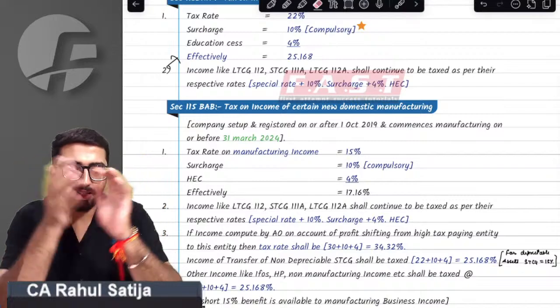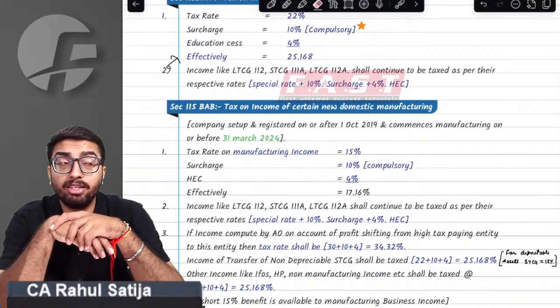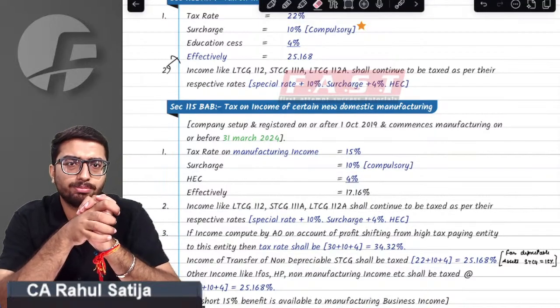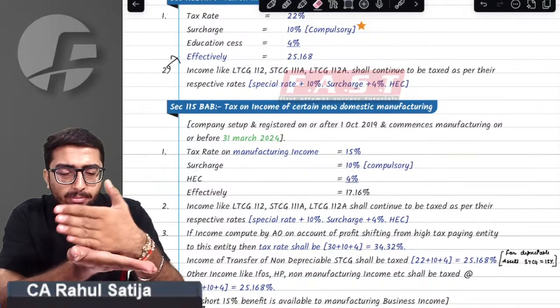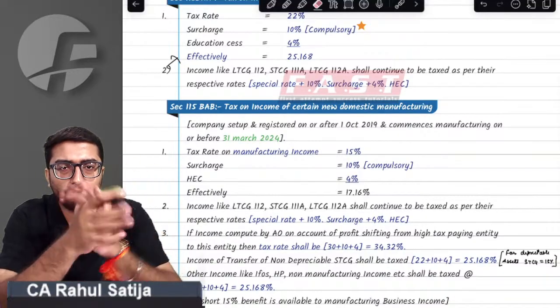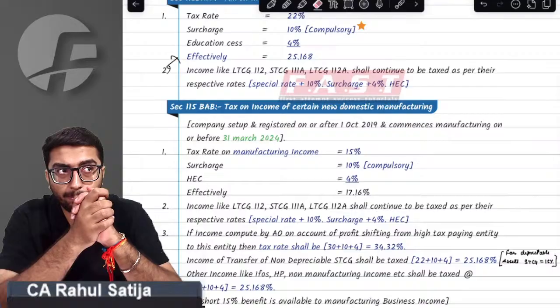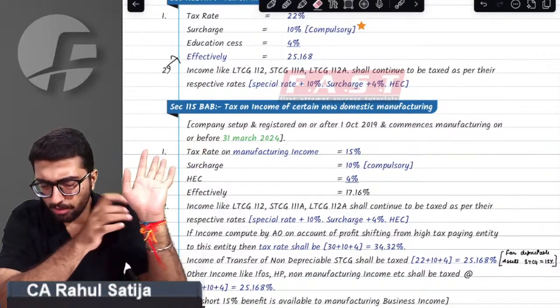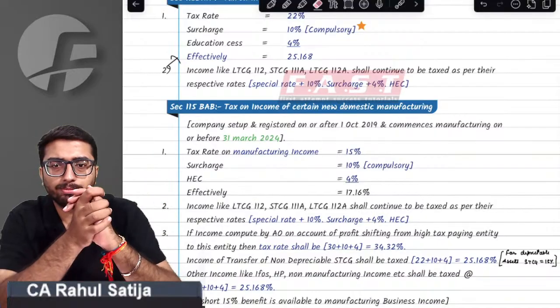Sir, what is the tax rate in case of 115 BAB? Sir, we are being taxed at the rate 15% on our manufacturing income. Whatever manufacturing income we have, sir, we are being taxed at the rate 15% on that. Okay. 10% surcharge is mandatory. 4% education cess is also mandatory.